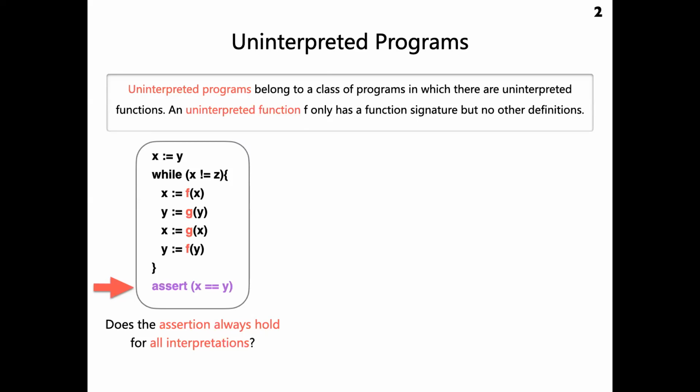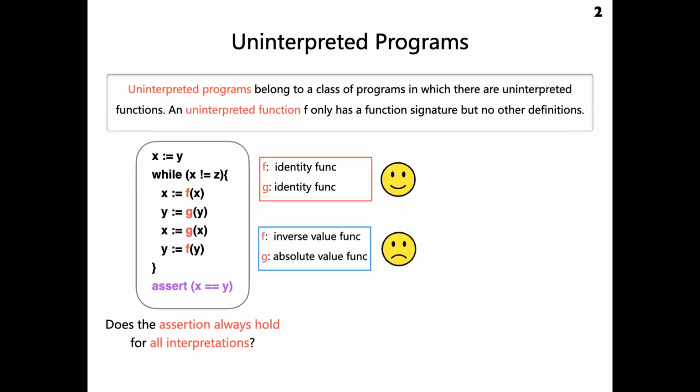Especially as an uninterpreted program, the verification question here is to check if the assertion holds for all possible interpretations. Apparently, if both f and g are interpreted as the identity function, the assertion holds. While the assertion doesn't hold if f is interpreted as an inverse value function, while g is the absolute value function. Therefore, the answer for this verification problem is definitely not.